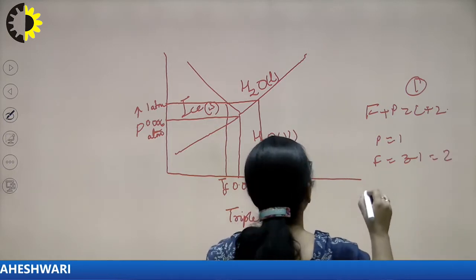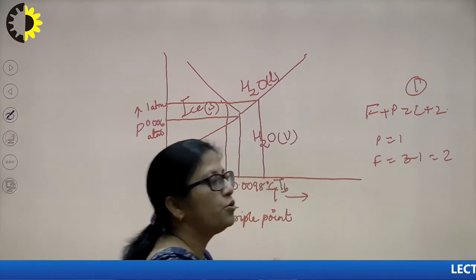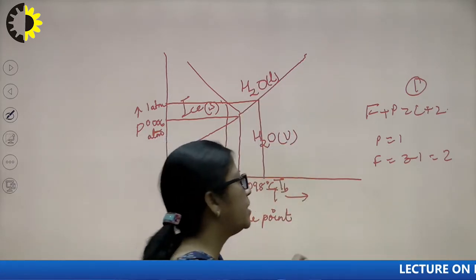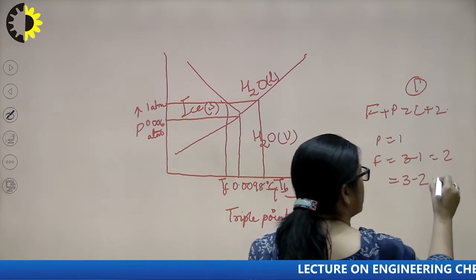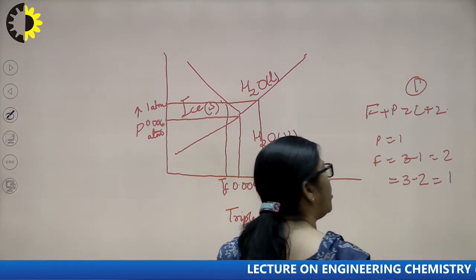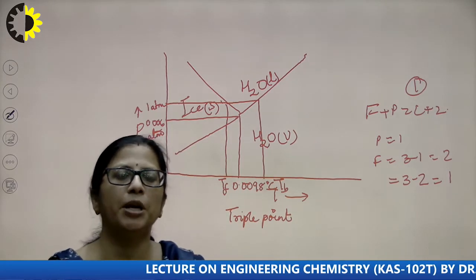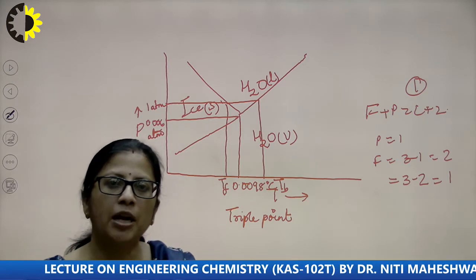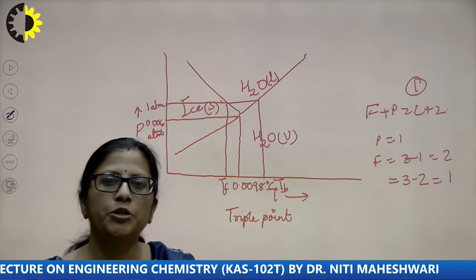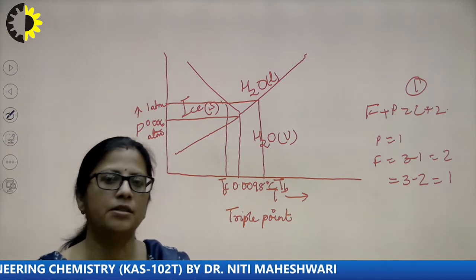If we are talking about these curves, then on these curves, two phases are in equilibrium. So, as the number of phases increases, our degree of freedom decreases. That means the degree of freedom on the curves is only 1. You can vary either the temperature or the pressure, as our vapor pressure becomes dependent upon temperature. So, if temperature is fixed, vapor pressure will also be fixed.